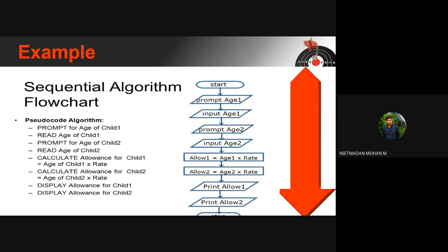Yes, sir. So based on the age, we fix some rates and give the allowance for the particular child. The output will be the allowance for the particular child, calculated from the child's age.